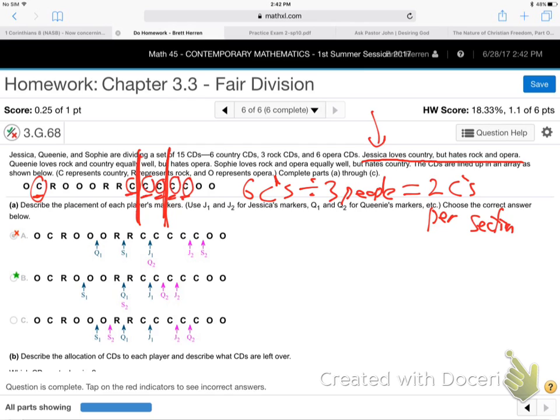See that? So I came up with that. See how that'll break it into 2 countries, 2 countries, 2 countries? So that's where Jessica will put Jessica marker number 1, Jessica marker number 2. She'll be happy with any of those 3 sections, even the middle section that only has 2 countries, because it's got 2 countries. That's all she cares about.